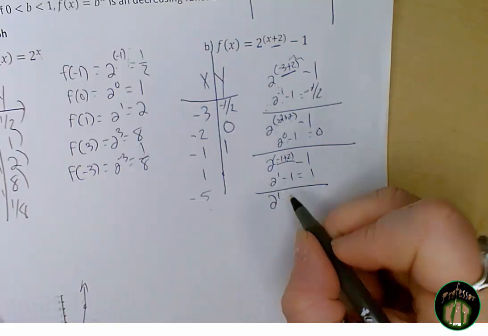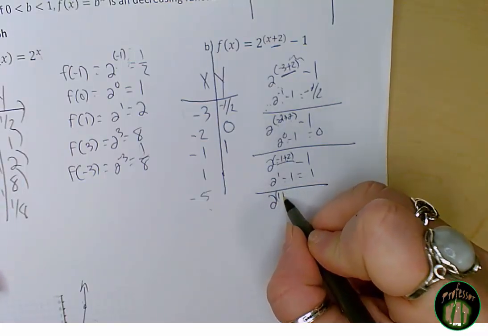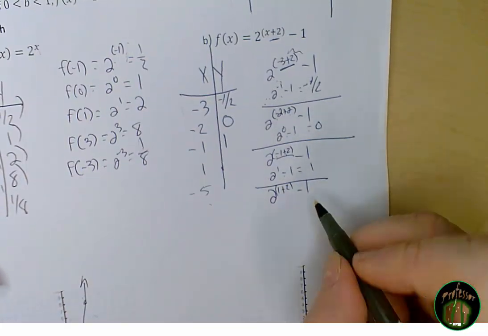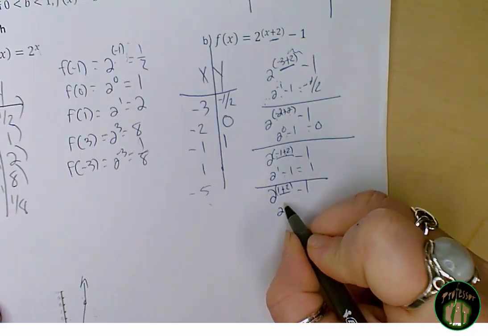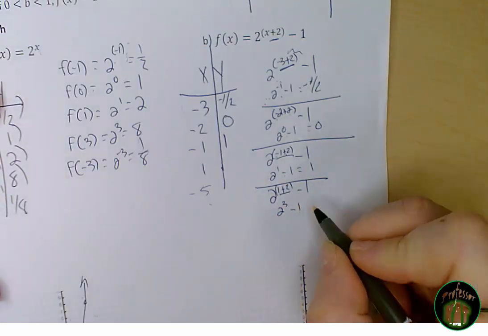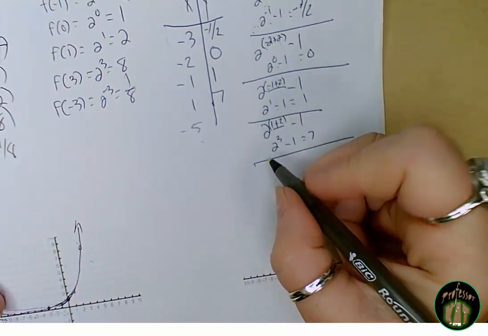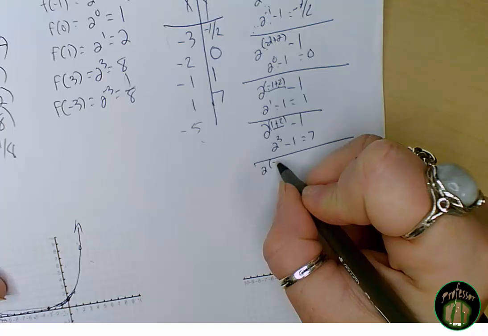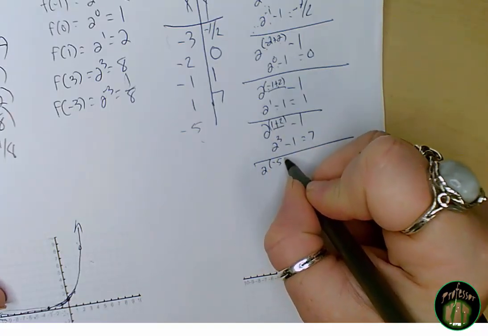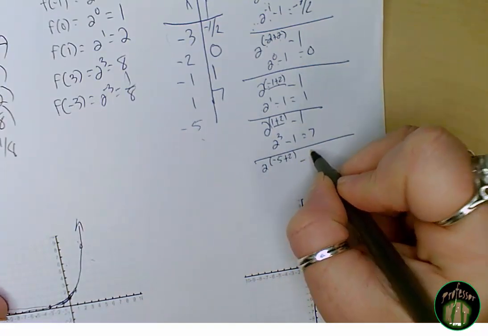2 to the 1 plus 2 minus 1. Well, 1 plus 2 is a 3, so 2 cubed is 8, and 8 minus 1 is a 7. And let's go ahead and plug in that last one just in case we need it. That's going to give us 2 to the -5 plus 2 minus a 1.